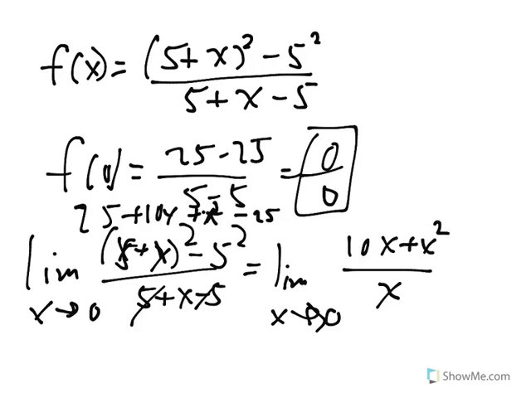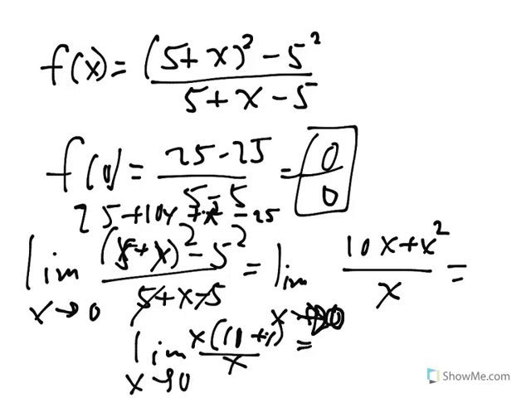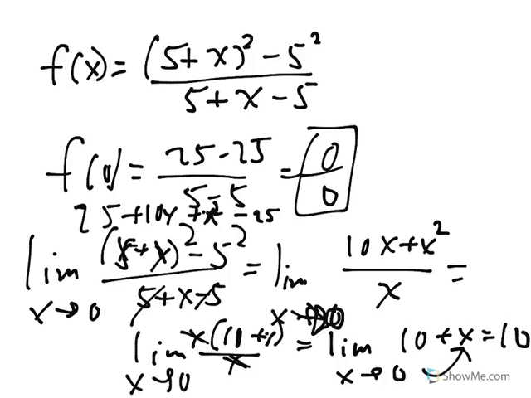Now that's still 0 over 0. But we can go a little further now, because in the numerator, I can factor out an x. And then I can cancel out the x. And now suddenly it becomes something. The limit as x approaches 0 of 10 plus x. Well, that is something I could just plug 0 in for x, and I don't get a 0 over 0 situation. And I get 10 as the answer.